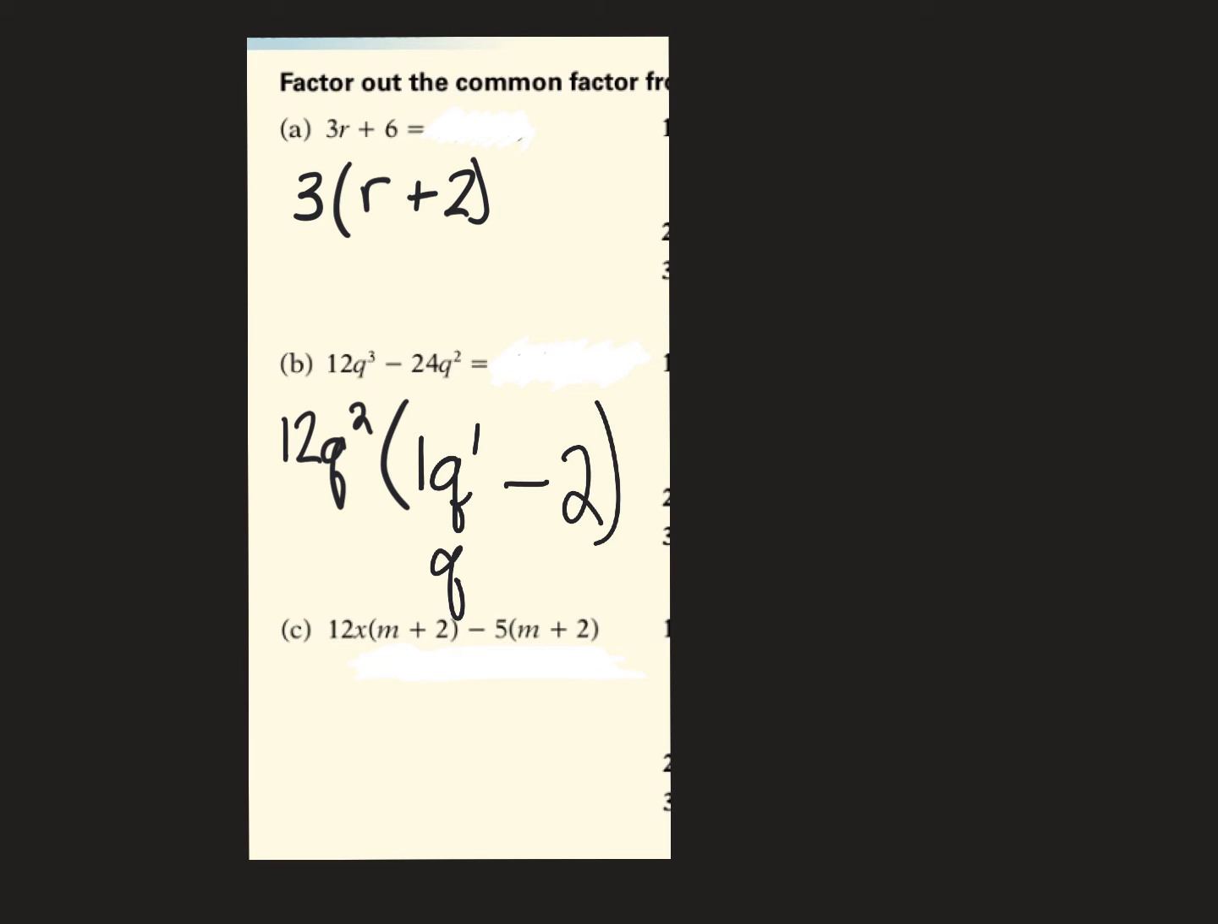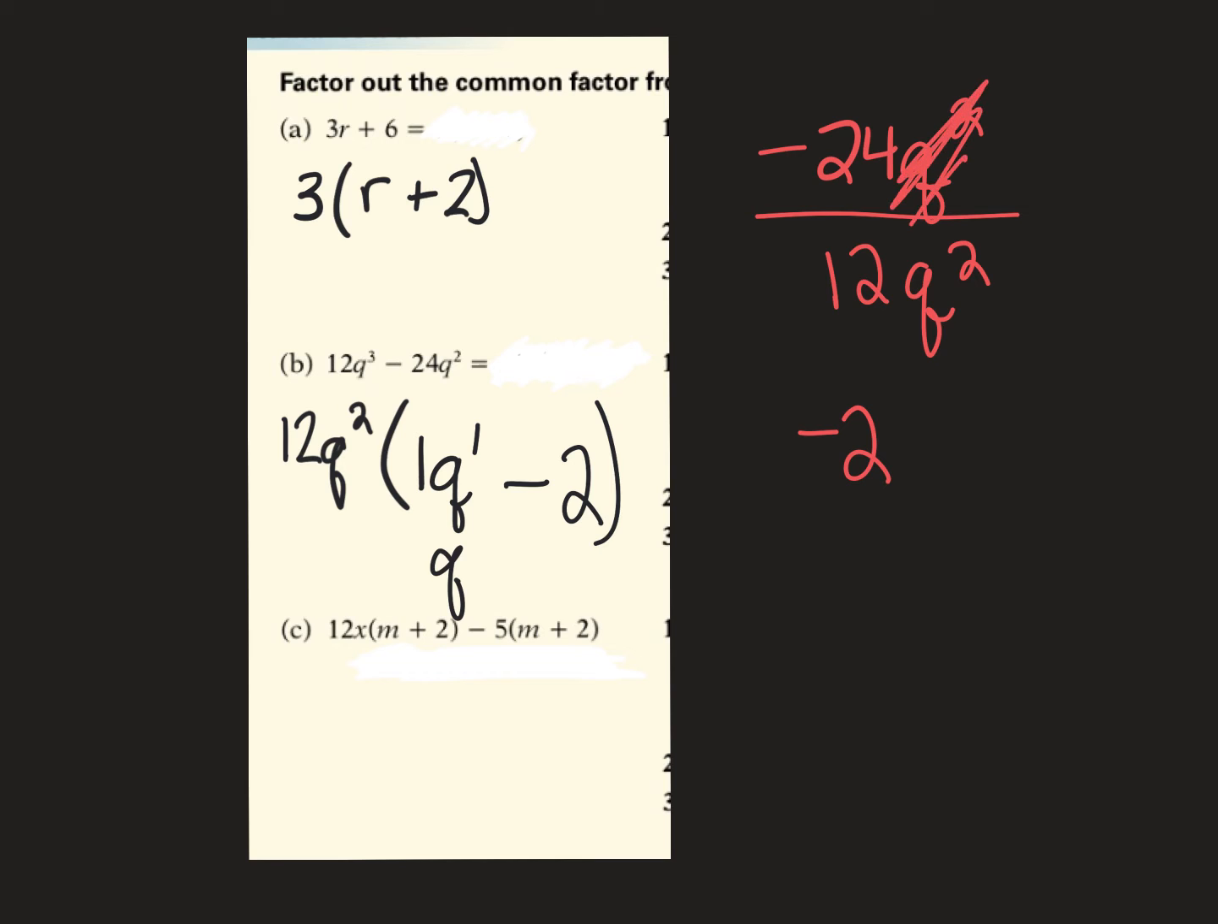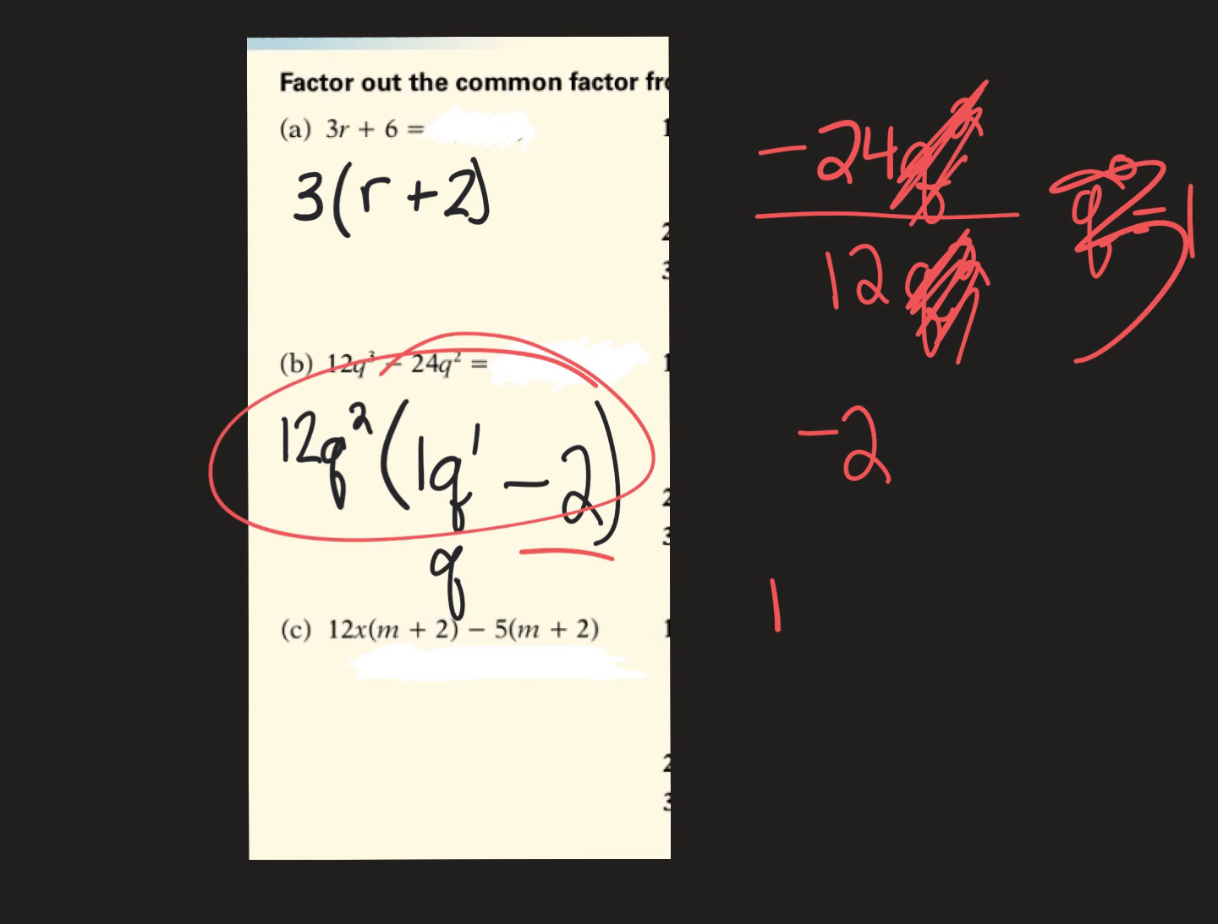All right, so let me show you that over here. So again, the negative 24 and the 12 divide out to give us that minus 2. If you have the same exponent, they cancel out completely, because essentially it's q to the 0, and anything to the 0 power is 1, right? So those go away, which just leaves you with that negative 2. So your answer looks like this. So you can write it as 12q squared times q minus 2.